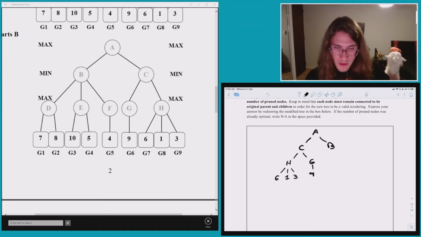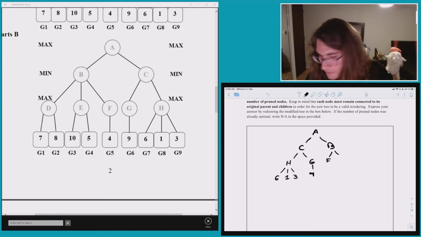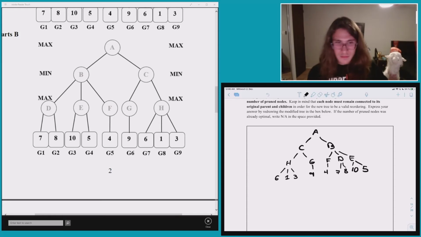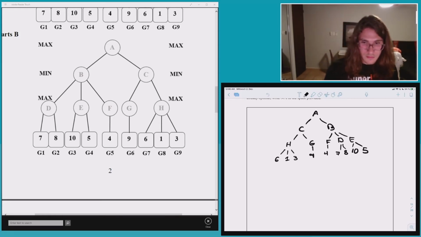I'm just going to leave the leaf node values as they are, because those are what determine whether something is pruned more than anything. F, D, and E. 4, 7, and 8, 10, and 5. So there are multiple different leaf orderings. This is just one I chose for this particular question.